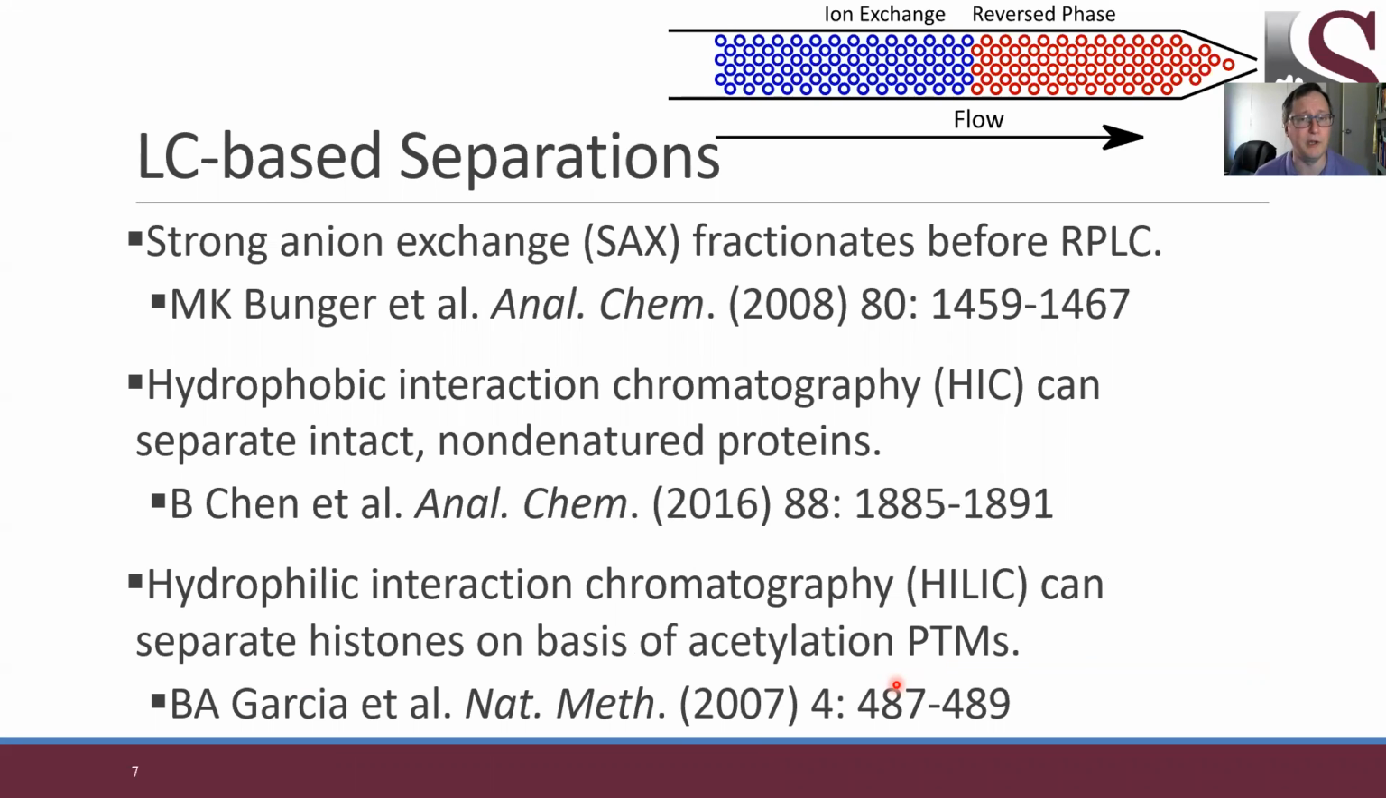And of course, if you're familiar with techniques like MudPIT from shotgun proteomics, you can see that something like this happens within the space of top-down. Strong anion exchange and other types of ion exchange chromatography can be used for fractionating a very complex mixture of proteins into different fractions. Those fractions may then be analyzed by reverse phase liquid chromatography, again, using shorter chains than you would in shotgun proteomics.